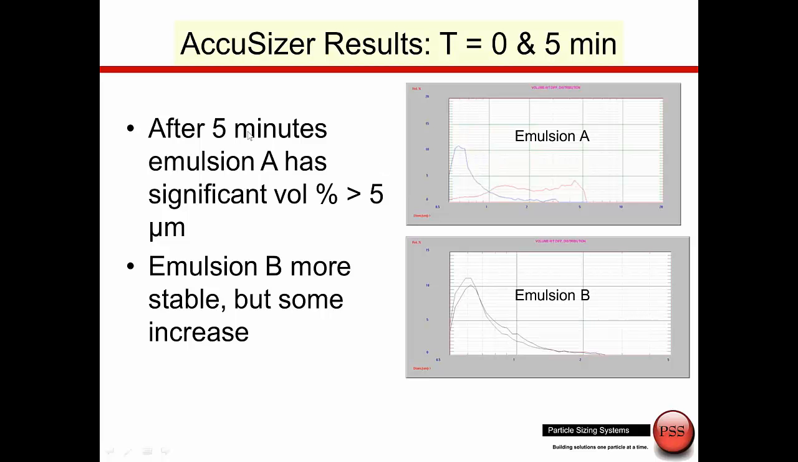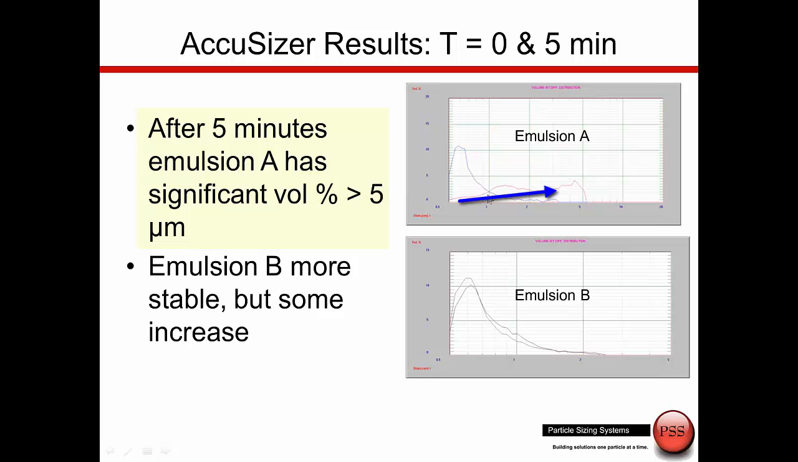The next thing I did is I waited 5 minutes, and I took a measurement, so we had the T equals 0 right when I created the emulsion, and then with emulsion A, I waited 5 minutes, and look at what happens after 5 minutes. All of a sudden we start seeing these droplets up at 5 microns. And that is the indicator used in USP 729 for emulsion stability. So emulsion A destabilized very quickly.